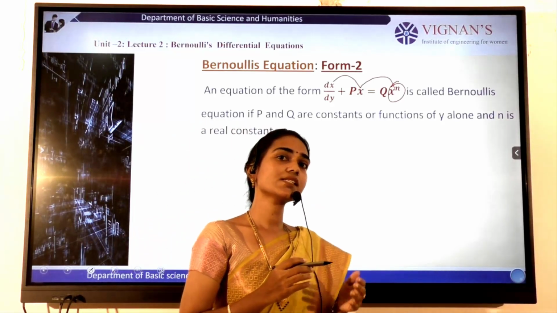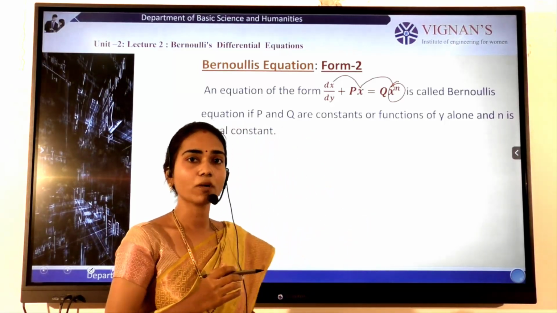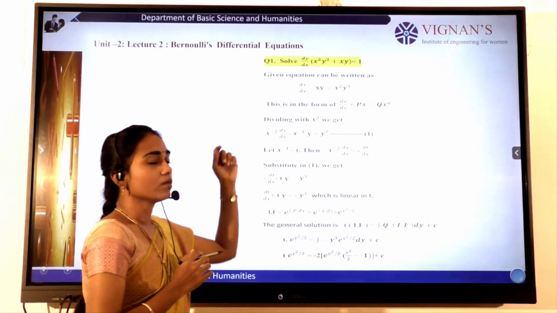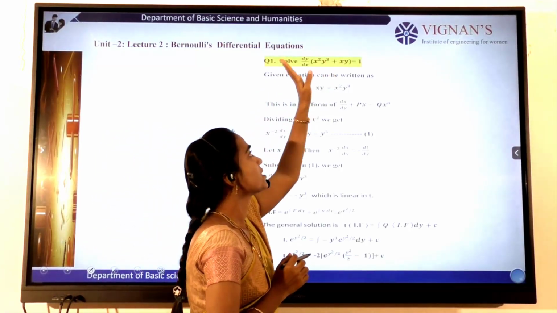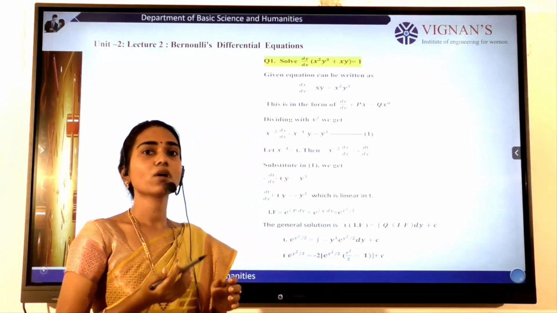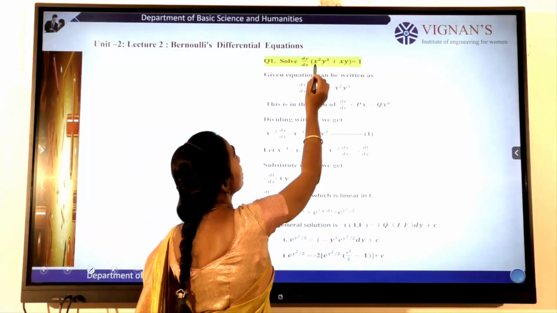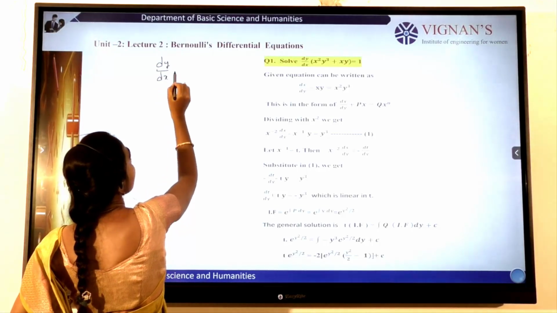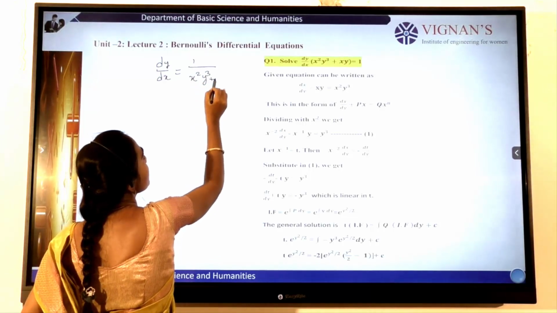The working procedure is same as that of Bernoulli in y. So I am directly explaining with a problem of Bernoulli's equation in x. So let us see the example. Solve dy by dx into x square y cube plus xy is equal to 1. By looking at the question, we can't decide whether it is linear or Bernoulli. First we have to write what is the dy by dx from the question. It becomes dy by dx equal to 1 by x square y cube plus xy.